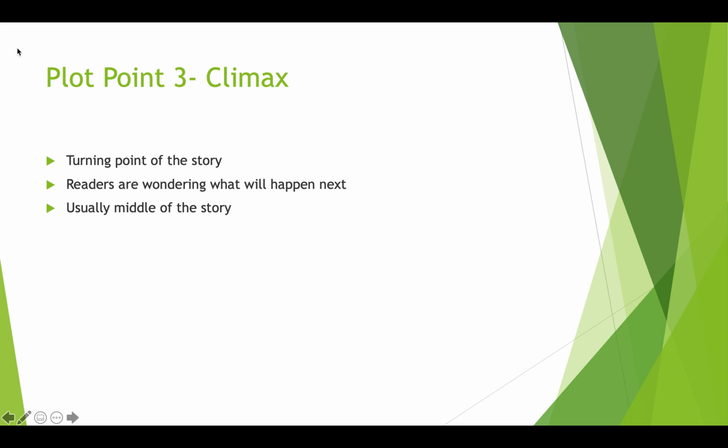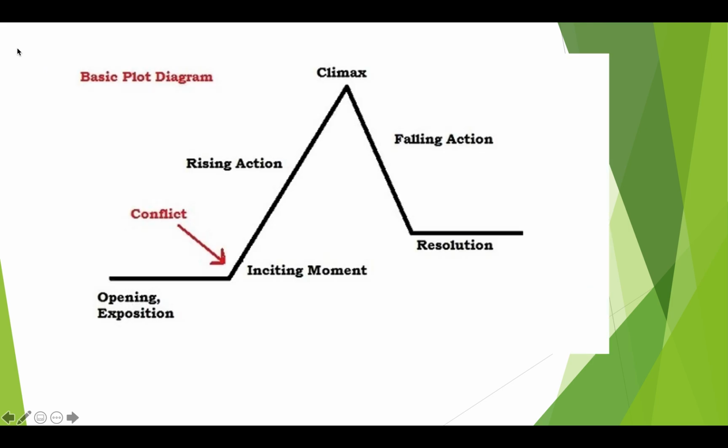Plot point 3 is our climax. It's the turning point of the story. Readers are wondering what will happen next, and it's usually the middle of the story. So this is the really most interesting part when you're reading a book. So there's our climax, which is at the very, very tippy top of our mountain, which is like the middle of the book.